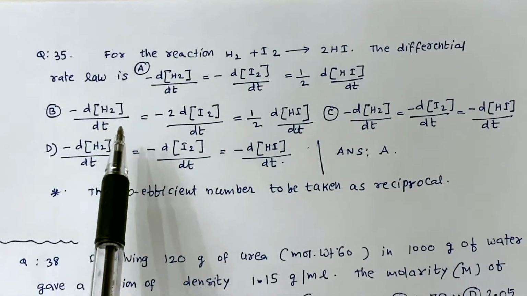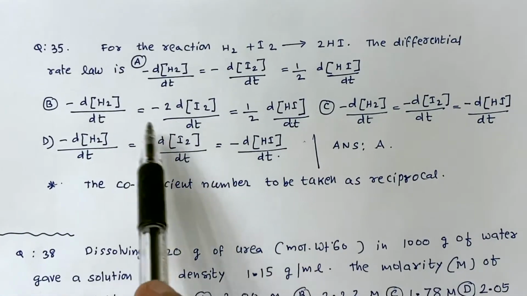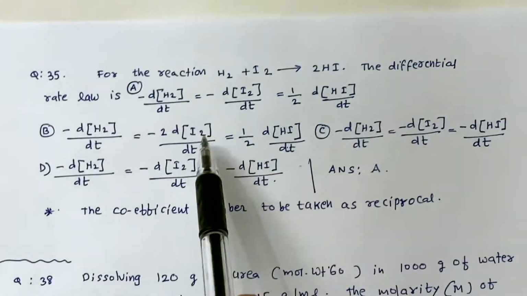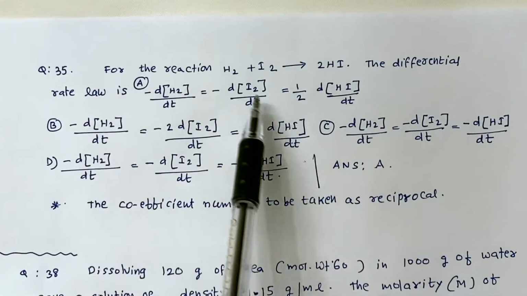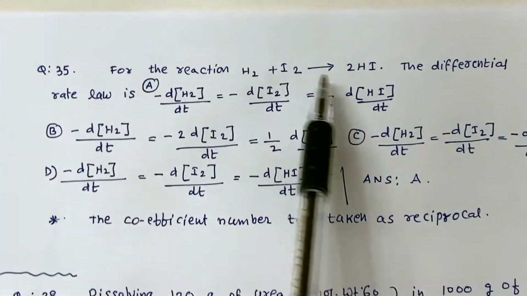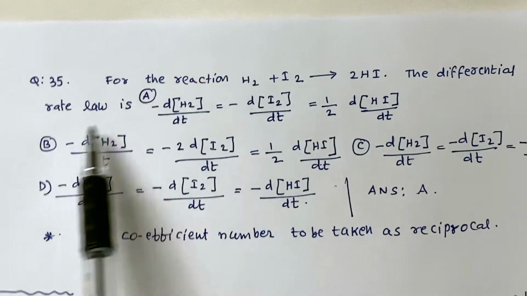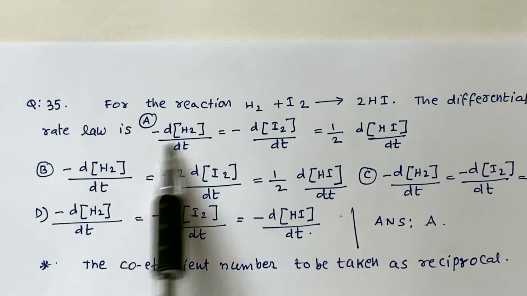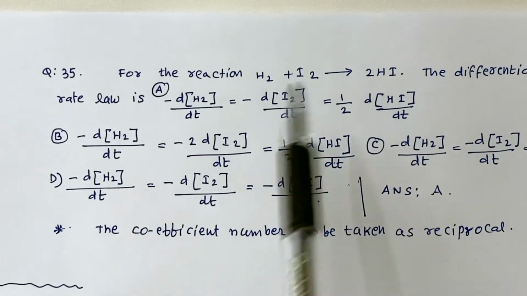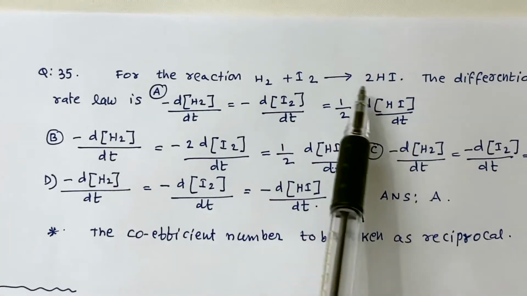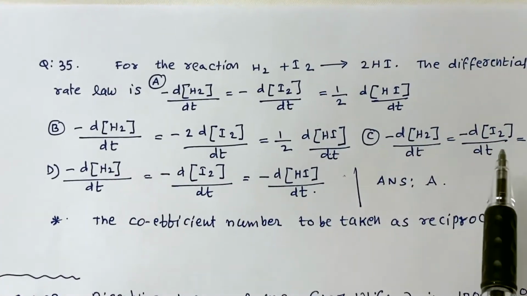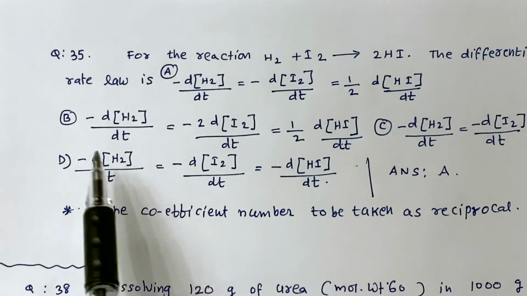So this question is from our chemical kinetics. This question is also on expected lines only. So he has given, for the reaction H2 plus I2 is equal to 2HI, the differential rate equation is given. So actually what we have to find out is what the coefficient is. That one we have to write down as a reciprocal. So in this one, answer A only is correct.